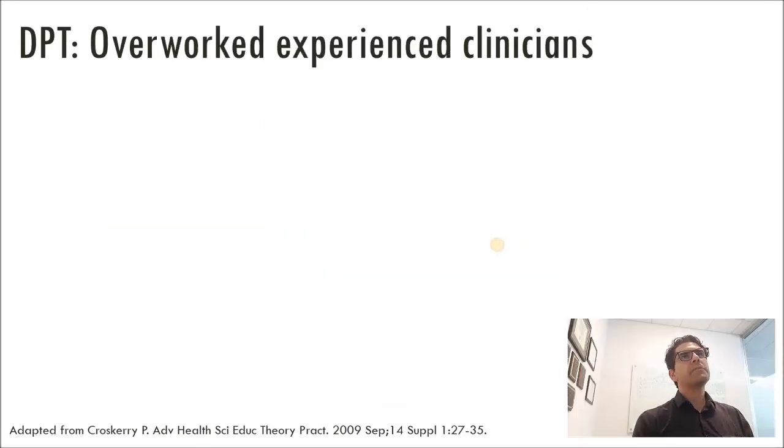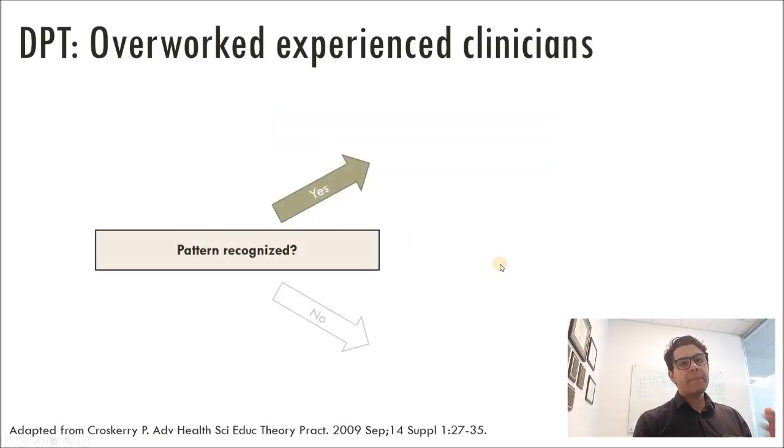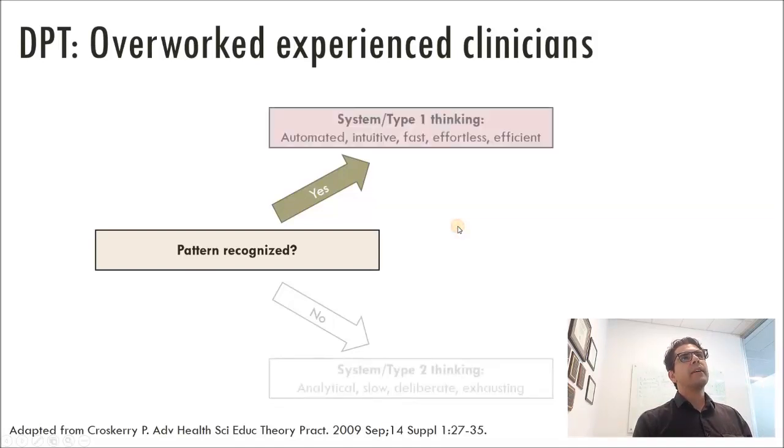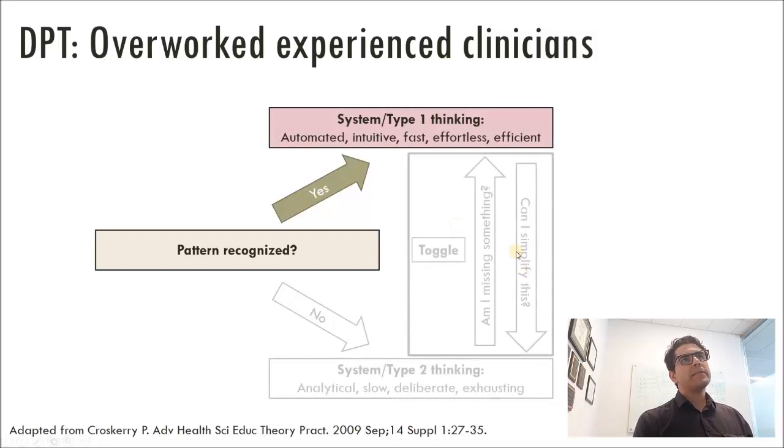Similarly, if you have an overworked, experienced clinician, they might fall into the same trap. And it's not because they don't know better, but it's just because they're stressed or they're under time pressures. They are exhausted. They can't think clearly. So they think they might recognize a pattern, and they are relying heavily on system 1 thinking when they're tired. But again, because they're exhausted, stressed, whatever that is, the toggle function, system 2, etc., are not able to kick in and check that system 1 reasoning.